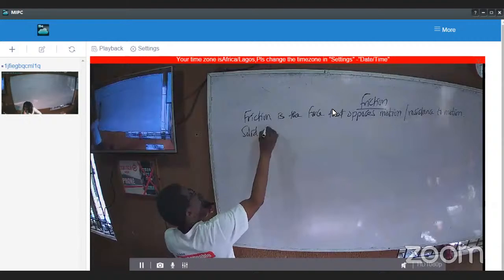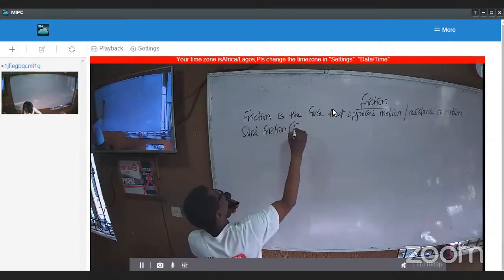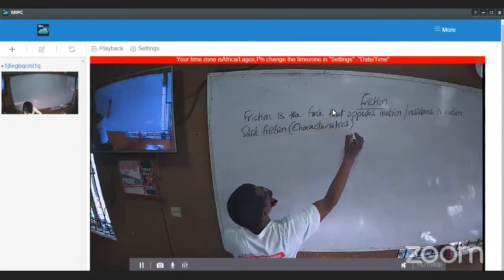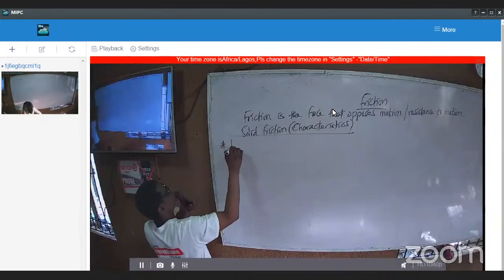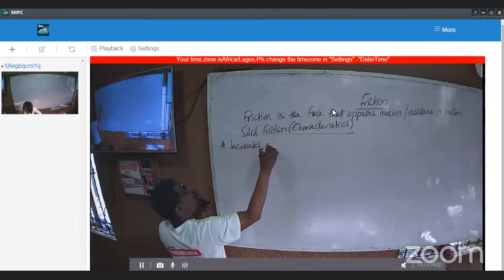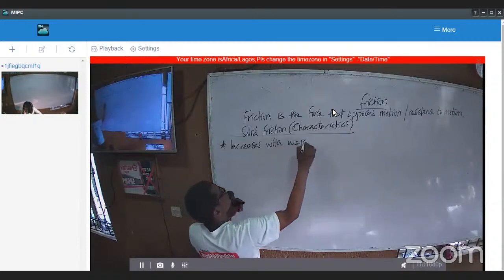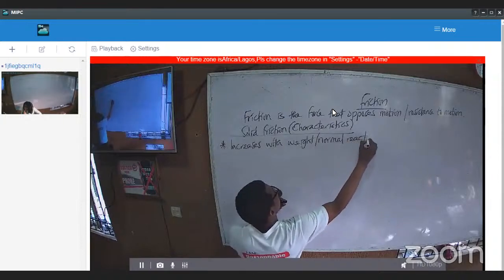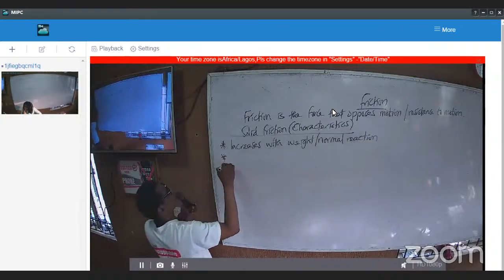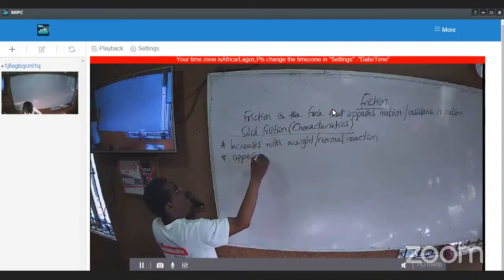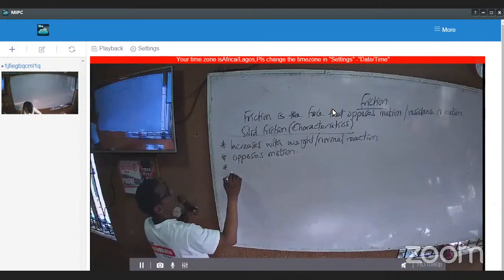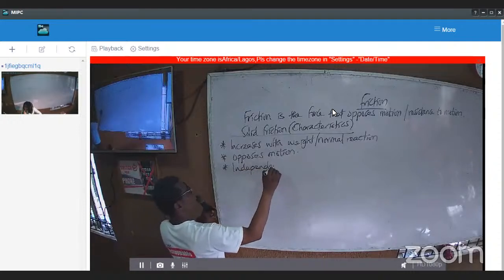Let's look at solid friction characteristics. These are the places to go towards exam time. Number 1, increases with weight, or normal reaction. Number 2, opposes motion. I know you have seen this before, but sometimes when you have it in a simpler way, it's easier to read. Number 3, independent of area.